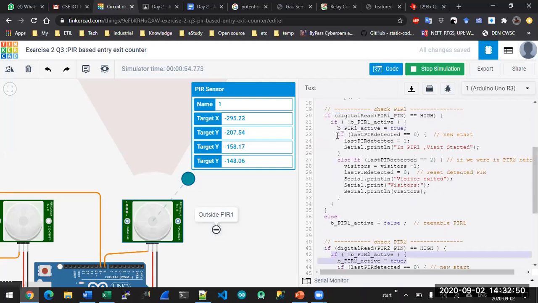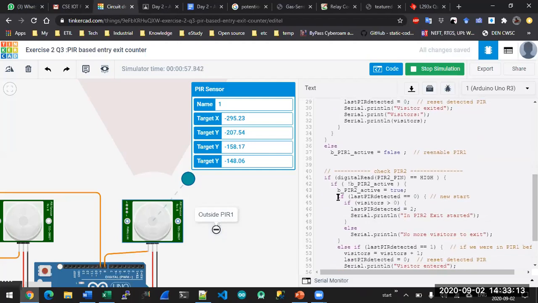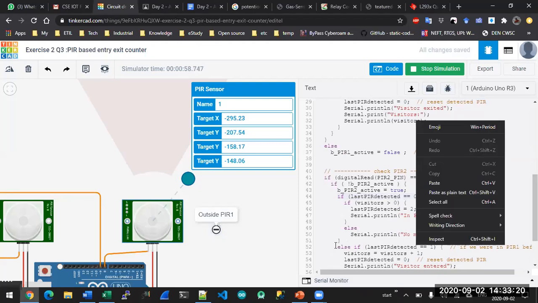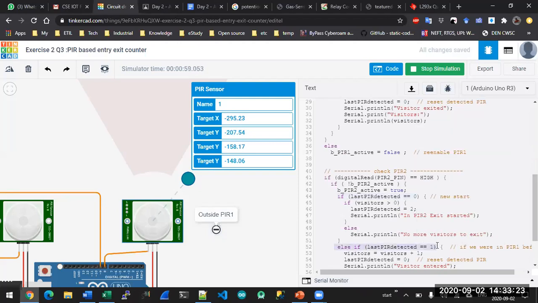Then we are checking if it was the initial condition, that last PIR detected was 0, or the last PIR detected was 2, means it can be either the initial condition or it can be a condition like the person is moving from inside to outside. And similarly for the sensor 2, we are checking if it is the initial condition, if last sensor was detected as 0, or if last sensor detected was 1, means the person is moving from outside to inside.